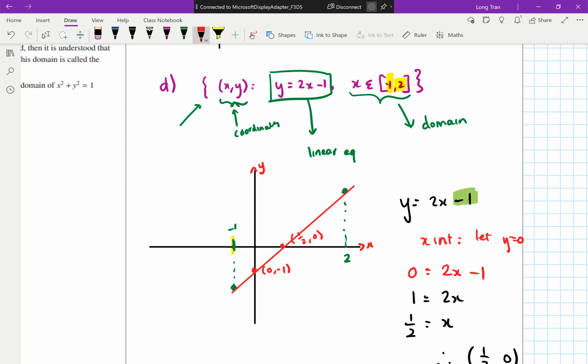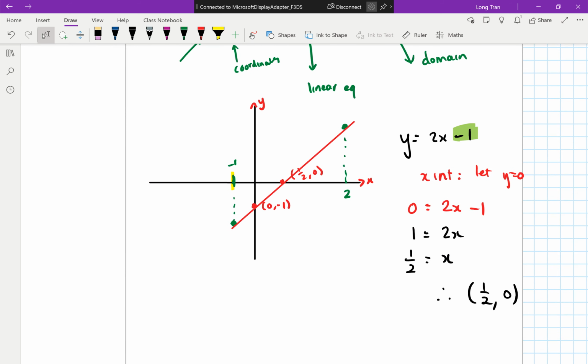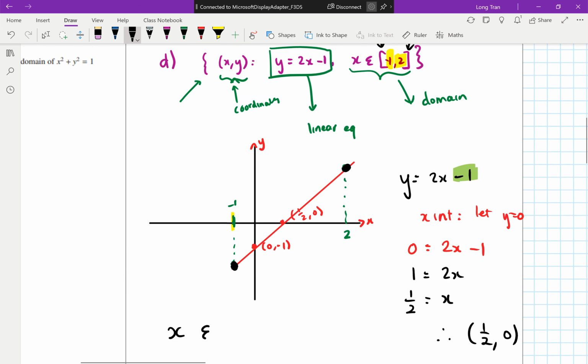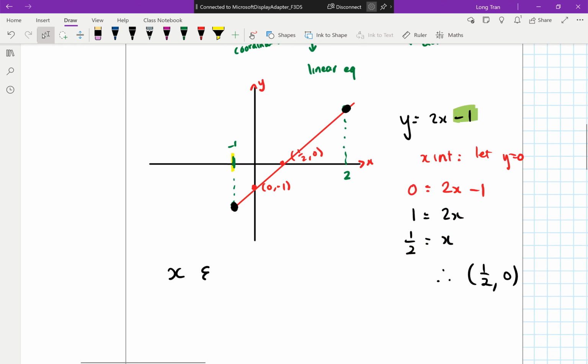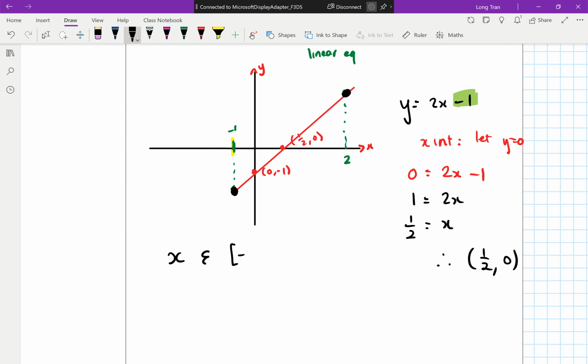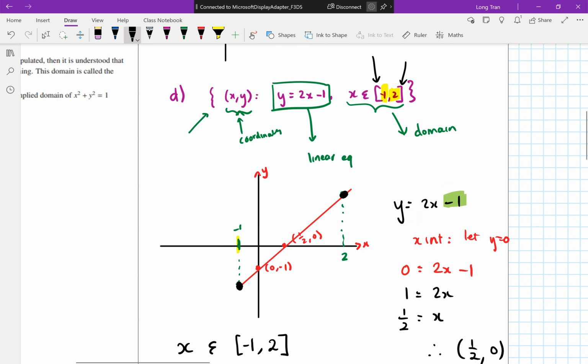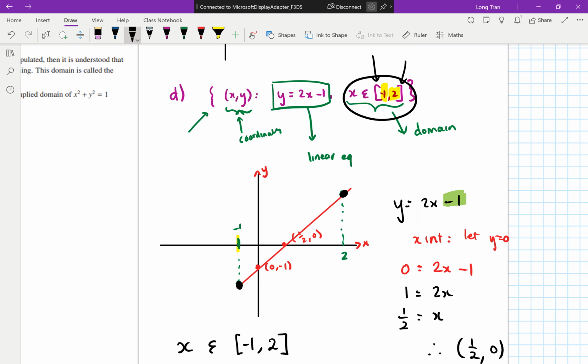So if I were to write my domain, this is how you say it. x is an element of, now notice because it was inclusive, that means this is a nice closed circle, and this is also inclusive, so that's a nice closed circle. So that means I have to include those values. So my x-axis values is from -1 to 2, which makes sense because they already gave you the domain, right up here. That's your domain. So you didn't actually have to do anything for the domain. You should have just been able to state it.